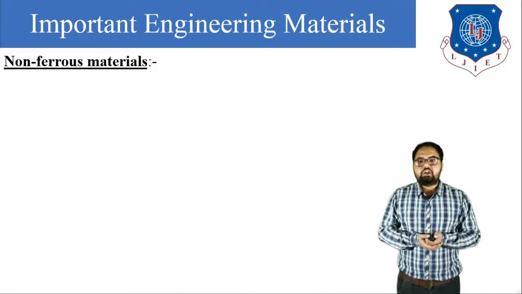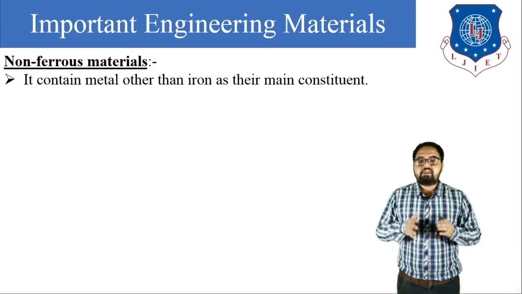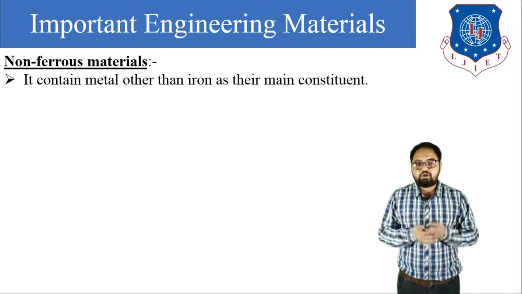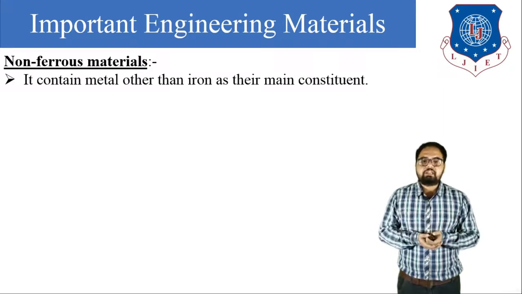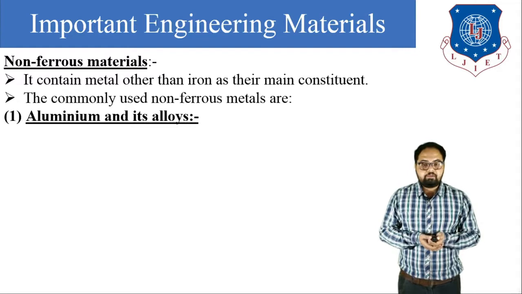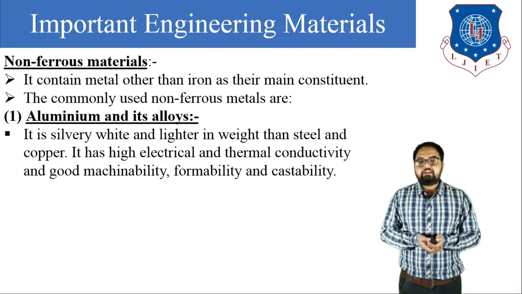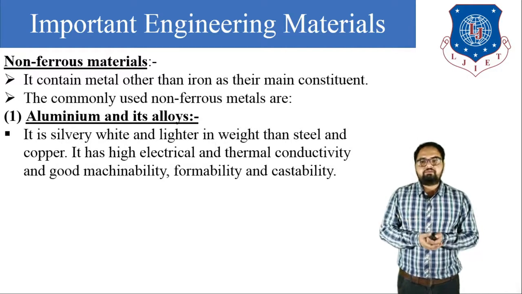The next is non-ferrous materials. We know that in non-ferrous material, iron is not the main constituent. Other than iron, other material is used as the main constituent. The commonly used non-ferrous materials are aluminium and its alloys, copper and its alloys, nickel and its alloys, and lead and its alloys. So let's start with the first one, aluminium and its alloys.